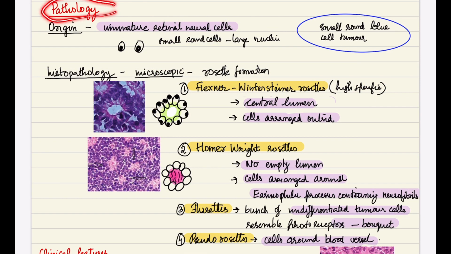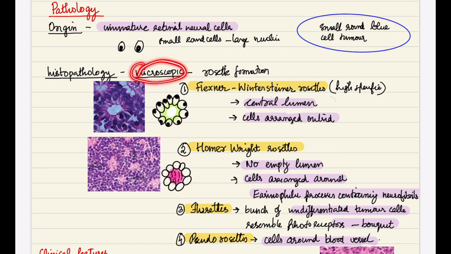Now we will learn about the pathology of retinoblastoma, which is frequently asked in the exams. Its origin is from immature retinal neural cells, which are small round cells with large nuclei. It is a tumor of a group called small round blue cell tumors.